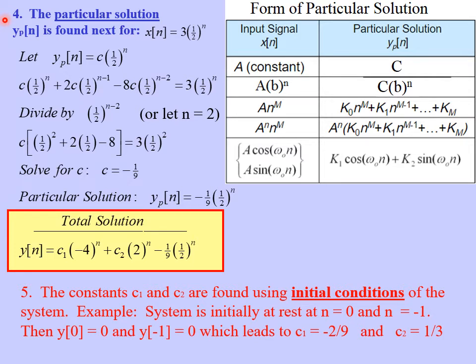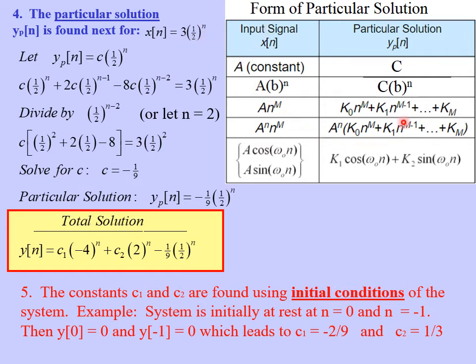The next step is to find the particular solution, just like we did for solving differential equations. So our particular solution, y sub p, we have to find the correct form for the input. Now this is what we were given on the previous slide. The input of the system is 3 times 1/2 to the n.